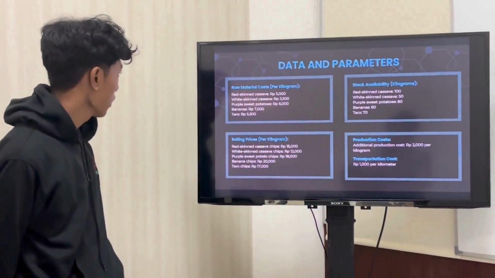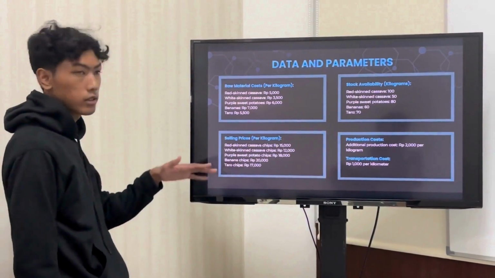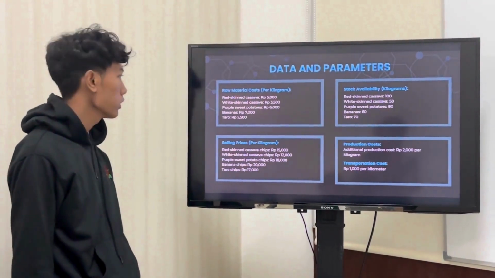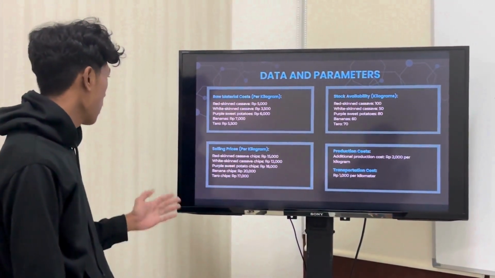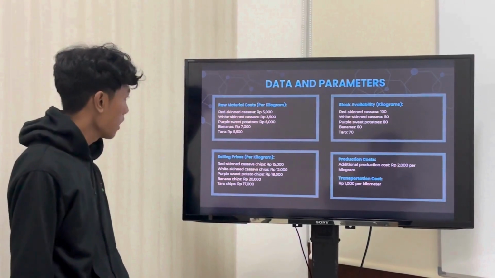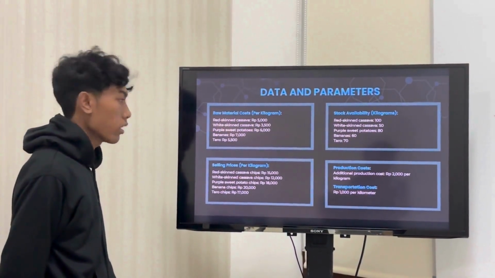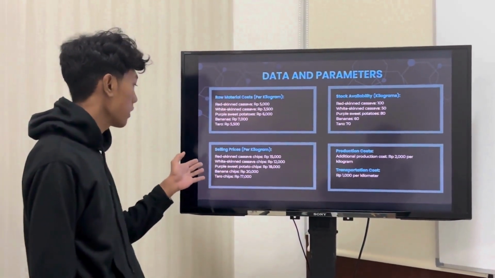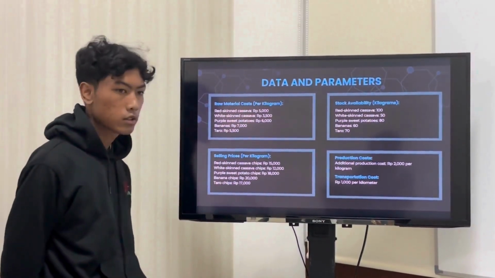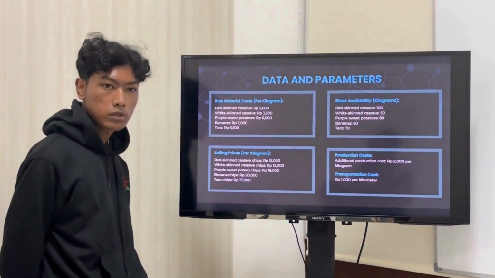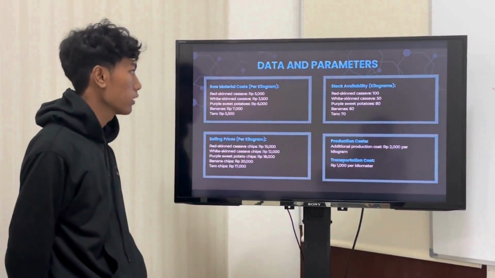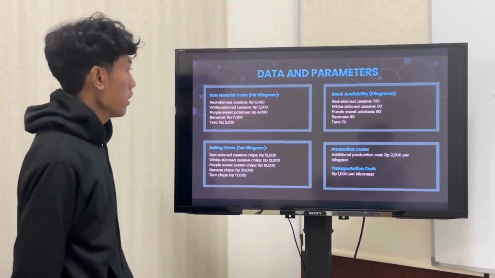Okay, next. So this is the raw material cost. It consists of red skin cassava at 5,000 rupiah, white skin cassava at 3,500 rupiah, purple sweet potatoes at 6,000 rupiah, bananas at 7,000, and taro at 5,500 rupiah. The selling prices are: red skin cassava chips 15,000 rupiah, white skin cassava chips 12,000 rupiah, purple sweet potato chips 18,000 rupiah, banana chips 20,000 rupiah, and taro chips 17,000 rupiah.